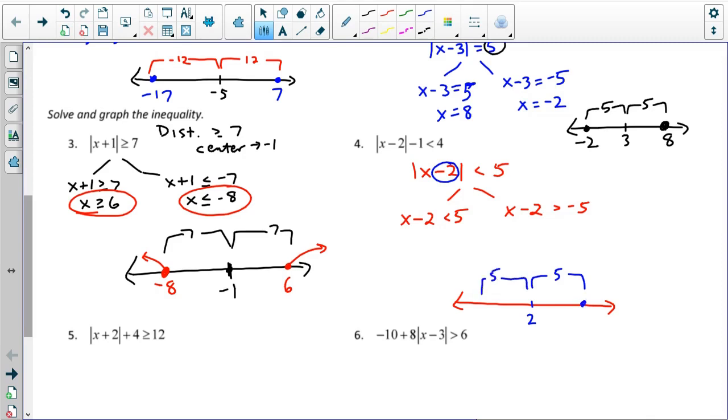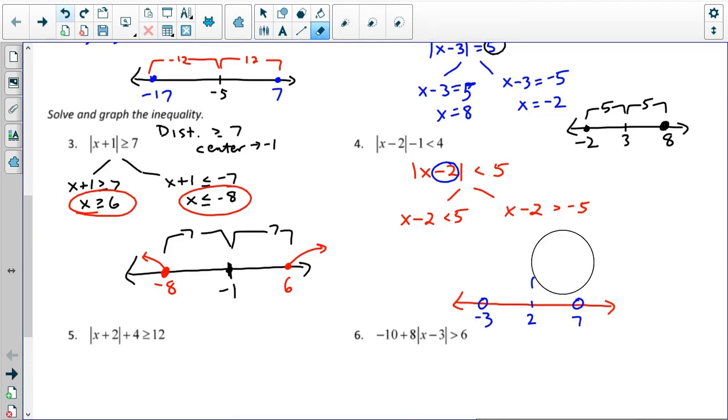So, a distance away of 5 would mean that I have 7 and -3. But I have to be careful because these are less than or greater than signs. They're not inclusive of the actual value. So that means that instead of 7 being included, I need to put an open circle. And instead of -3 being included, I have to put an open circle.